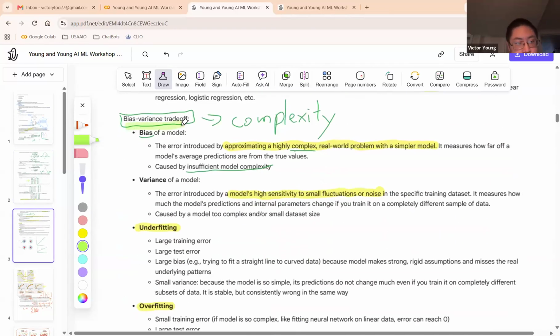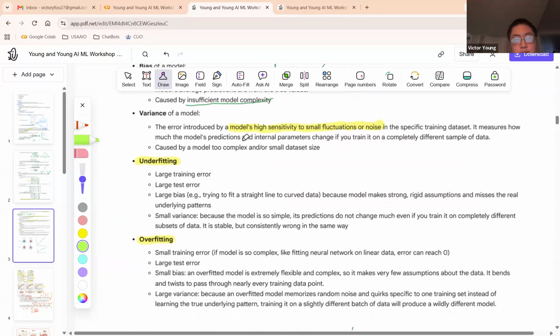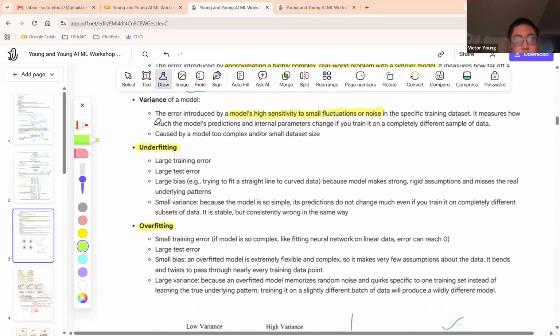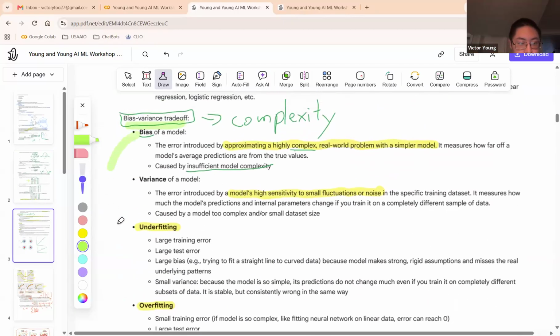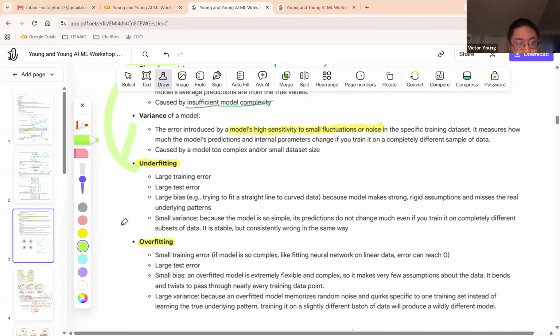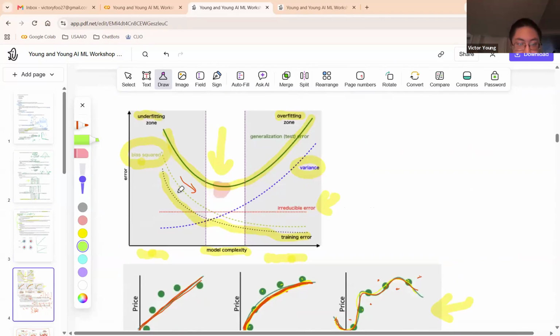And for the bias-variance tradeoff, we know that if the model is not complex enough, we'll have high bias. But if the model is too complex, we have high variance. And those both are bad. We do not want underfitting, which is associated with high bias. We also do not want high variance, which is associated with overfitting. So we want this minimum right here.